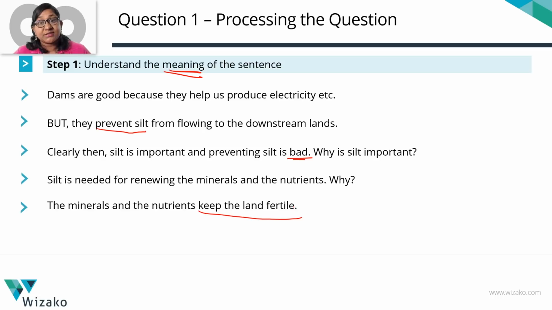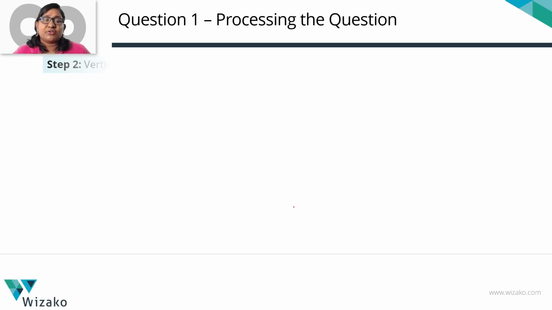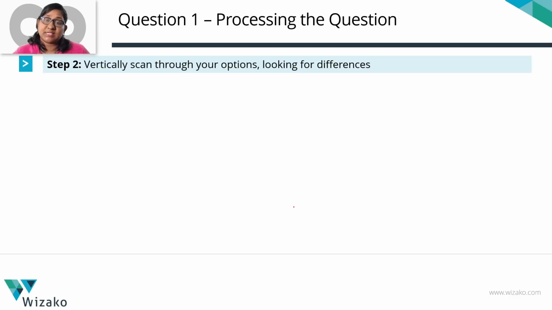Right. What are the answer options talking about? Now, one thing that people tend to do is read each answer option completely in order to determine whether it is correct or incorrect. While you can do that, it is probably faster for you to vertically scan through all your options, especially when you still have 5 answer options left. Vertically scanning through your answer options should be the second step after you understand what the original sentence is about. This helps you to do 2 things. 1, it saves time, because you're processing more than one answer option simultaneously.